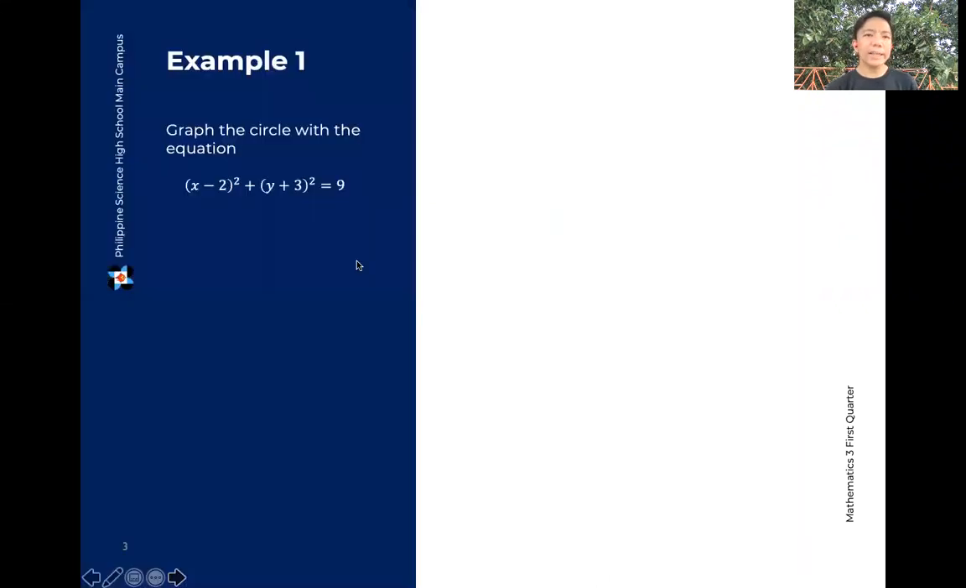Okay, start agad with an example. Graph the circle with the equation x minus 2 quantity squared plus y plus 3 quantity squared equals 9. So first step, we need to identify ano ba yung center at radius ng circle natin. So alam natin yung standard form ay x minus h. So since it's x minus 2, ang x-coordinate ng center ay 2. It's y minus k. So ang y-coordinate ng center, it must be negative 3. Alam na natin yung center.